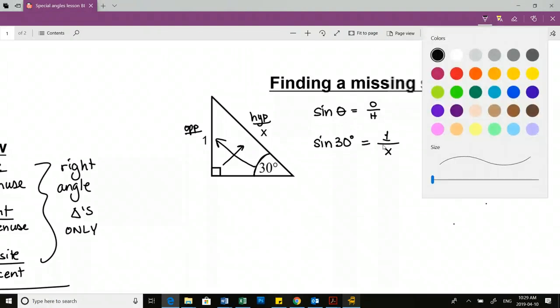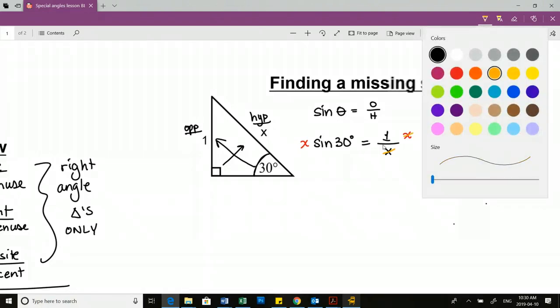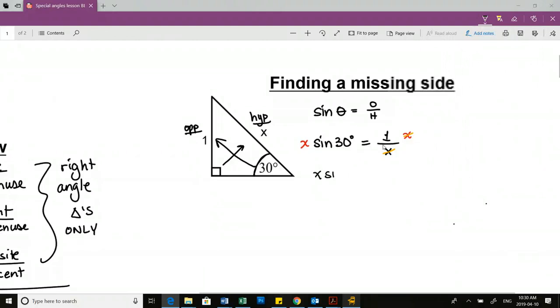Okay? Before I start calculating in here, I want to get x by itself. So when x is in the denominator, we did some of this with our inverse type stuff. I can't have x in the denominator, so if I'm going to solve for x, I actually need to multiply it up on both sides so that I can get it out of the denominator on the right-hand side over here. So those will cancel. And I'll have x times the sine of 30 equals 1.